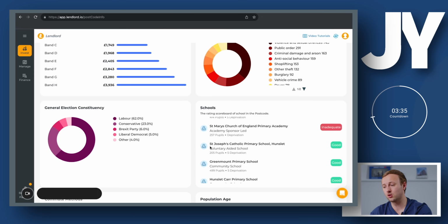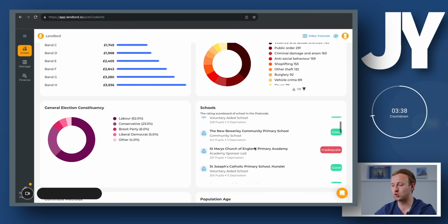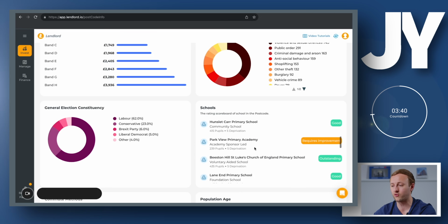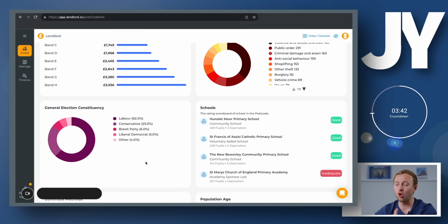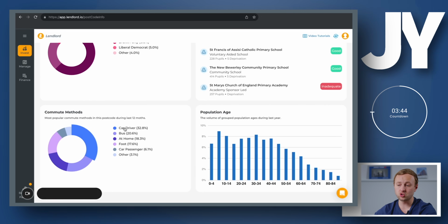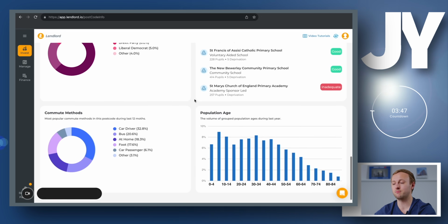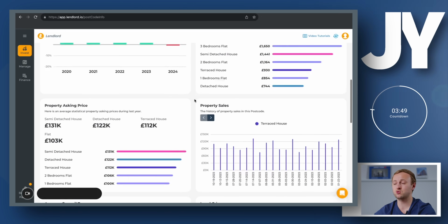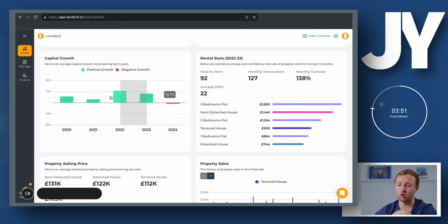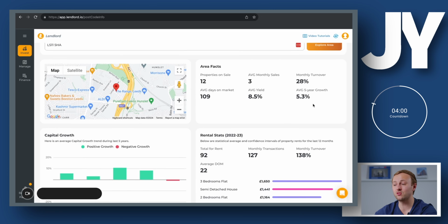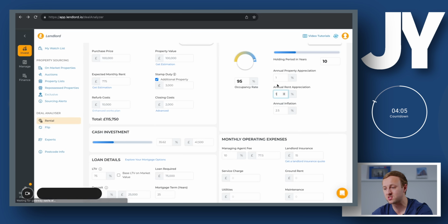The schools, again, good indication. Look how many good, inadequate, good, requires improvement, outstanding. Loads of schools in the area. Car drivers still the majority at 32%, but immediately we know the capital growth probably won't be as strong over the long term. We've got the capital growth here, 2024 showing a drop, which is more predicted, obviously, with interest rates going up. Yet again, though, we have got an average capital growth of 5.3%. So let's put it in, 5.3.